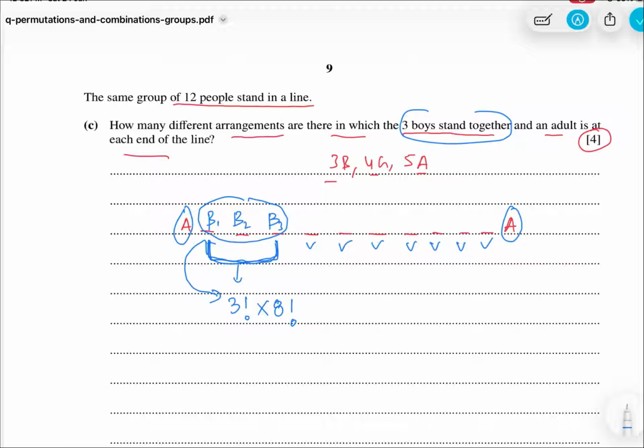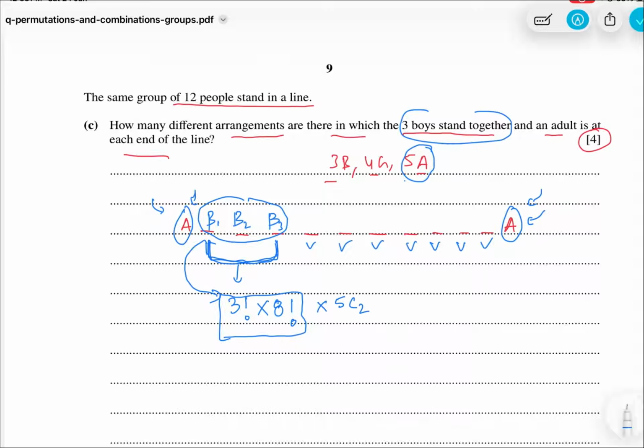Now listen. This is the problem with this question. Most of you will do this wrong. Most of you. Why? You will leave it over here. Think with me. Adults were fixed. I know that adults were fixed, but we have to choose from adults, right? How many adults were there? Different adults can come. 5C2. Yes or no? We have to choose from these adults. So we will multiply it by 5C2.